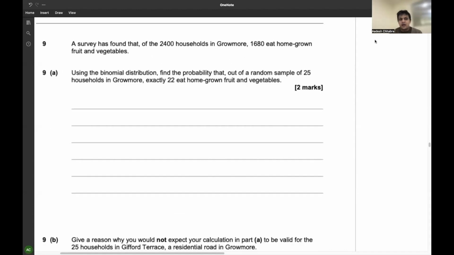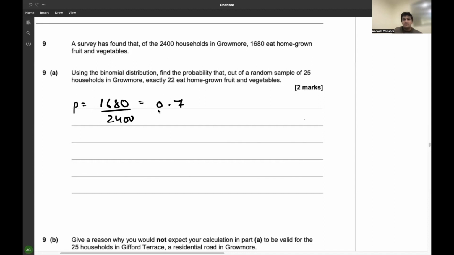So in question 9, a survey has found that of the 2,400 households in Growmore, 1,680 eat homegrown fruits and vegetables. Now in question 9A, we've been asked, using the binomial distribution, find the probability that out of a random sample of 25 households in Growmore, exactly 22 eat homegrown fruit and vegetables. So before we tackle this question, let's find out the probability of success in this distribution. So we know that P would be equal to simply 1680 upon 2,400. And if you put this into your calculator, you should get the answer of 0.7.